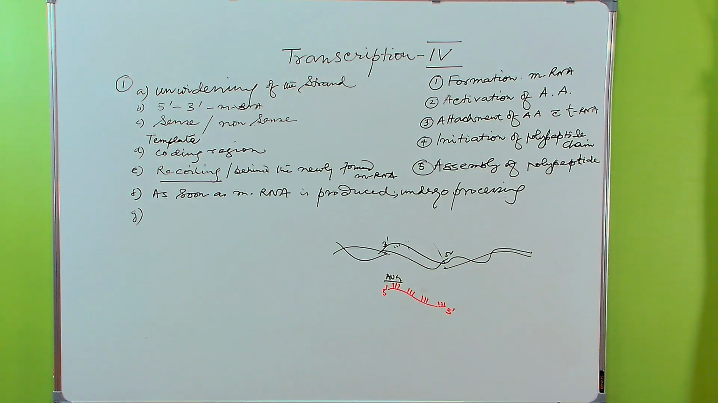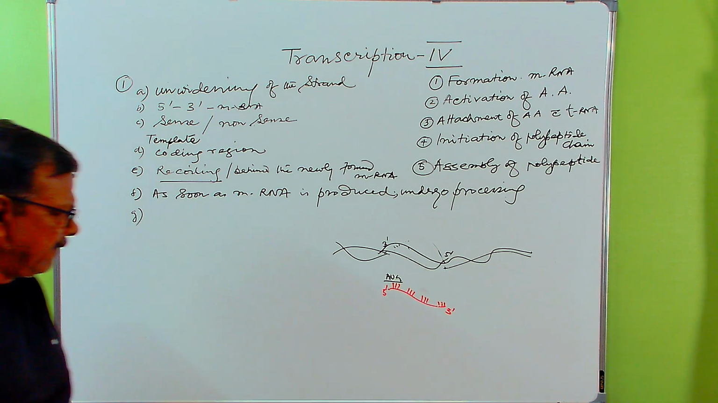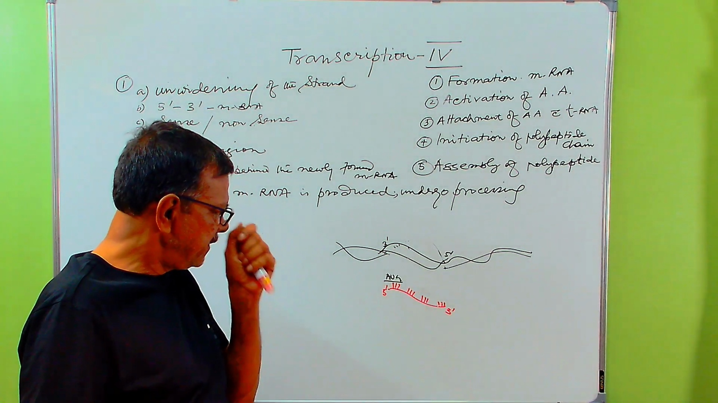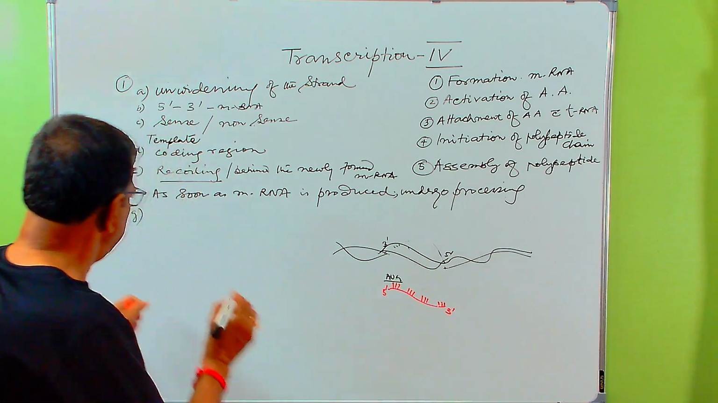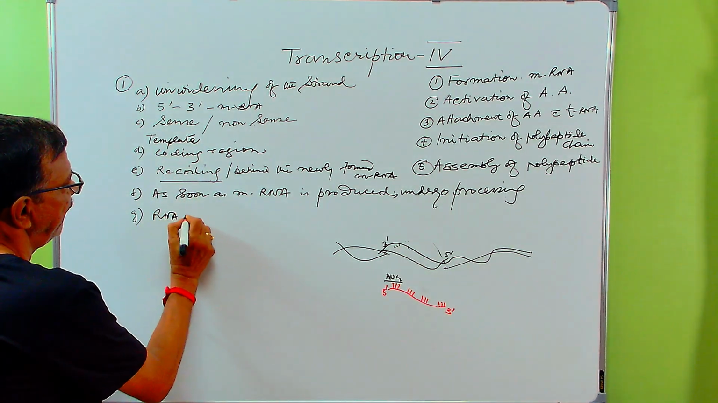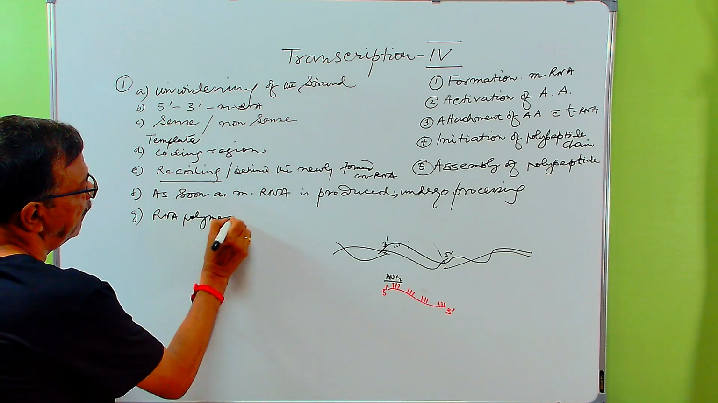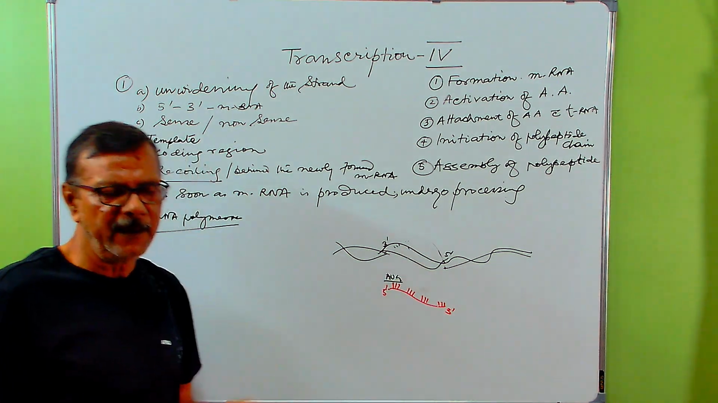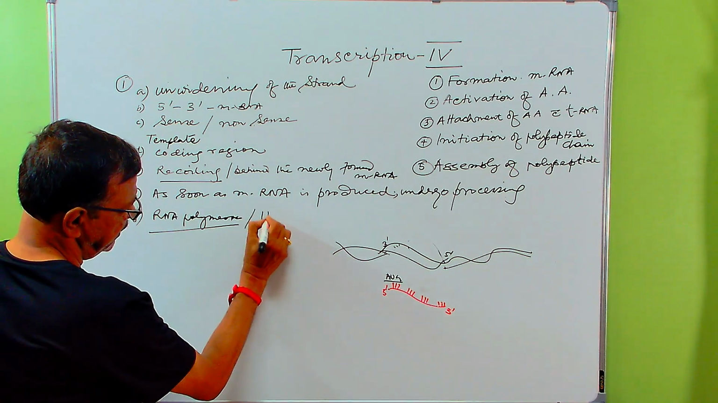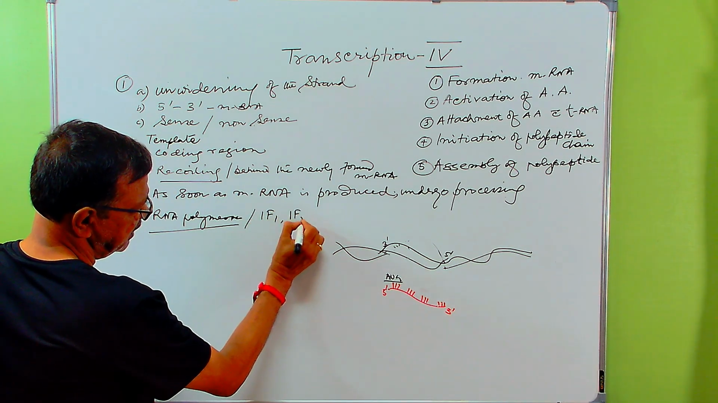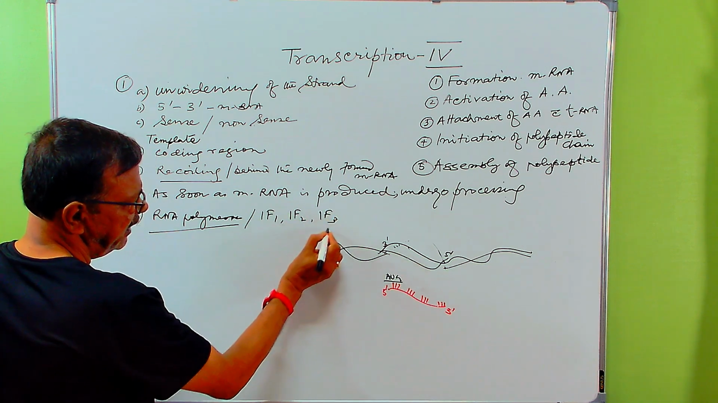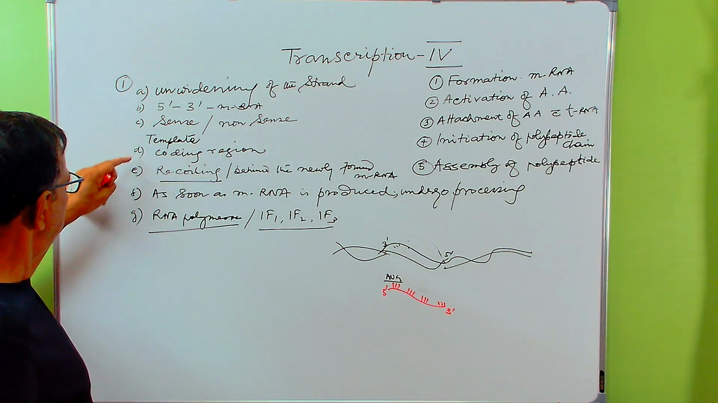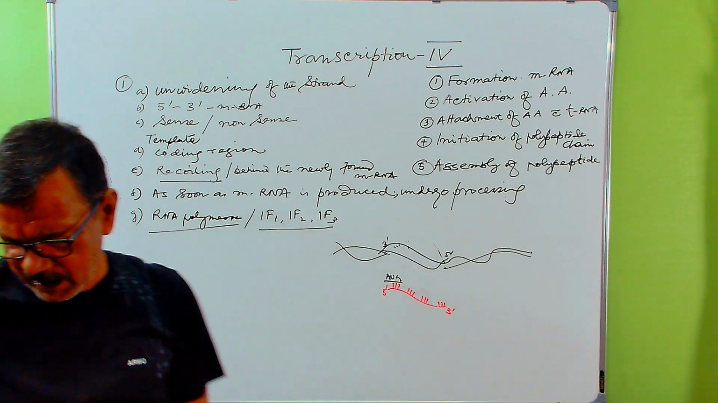And now you can write one more thing. Whenever mRNA is produced, RNA polymerase is required, right? The RNA polymerase enzyme helps in the synthesis of mRNA. Along with it, you can write initiation factor 1, initiation factor 2, initiation factor 3. They are also proteins and they help in this. So these are the 7 points you have already been given.